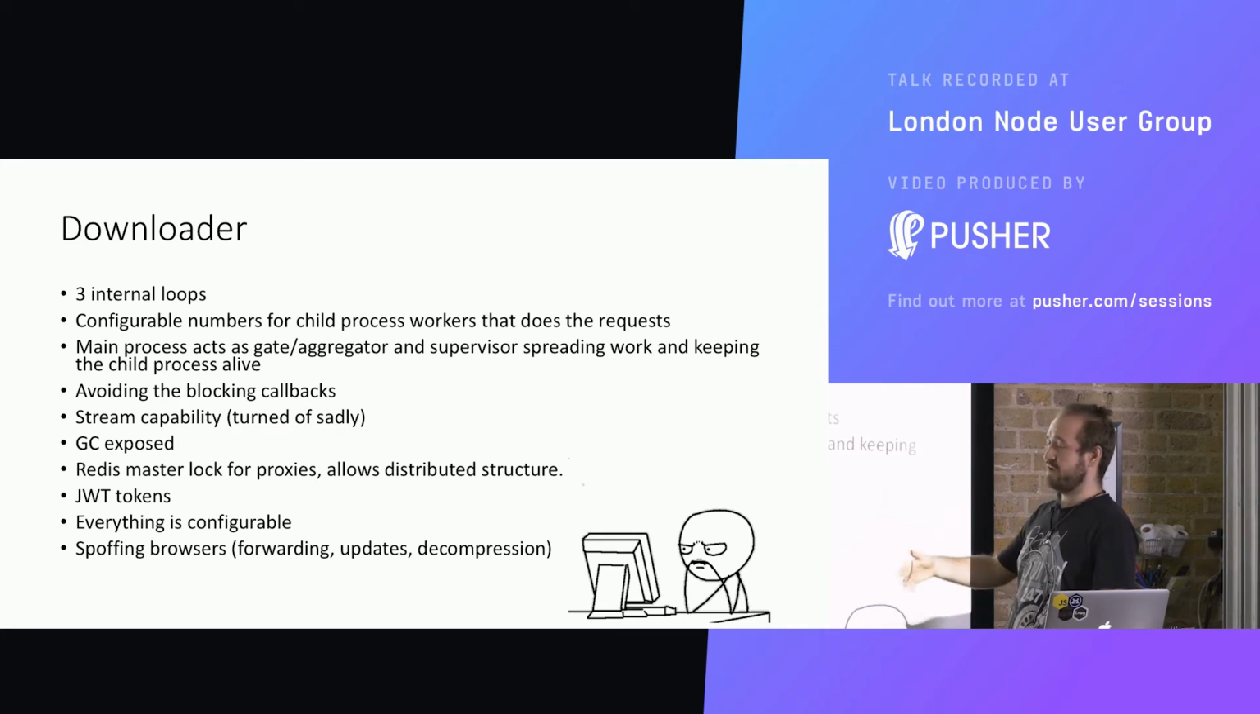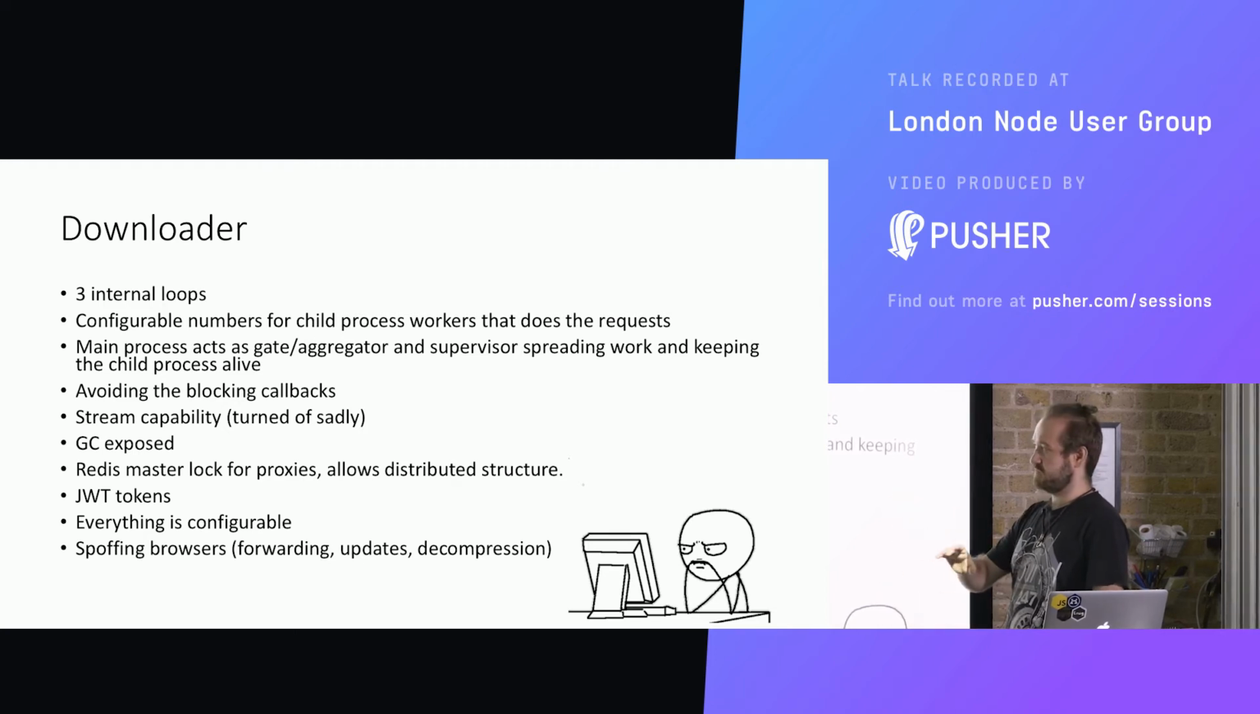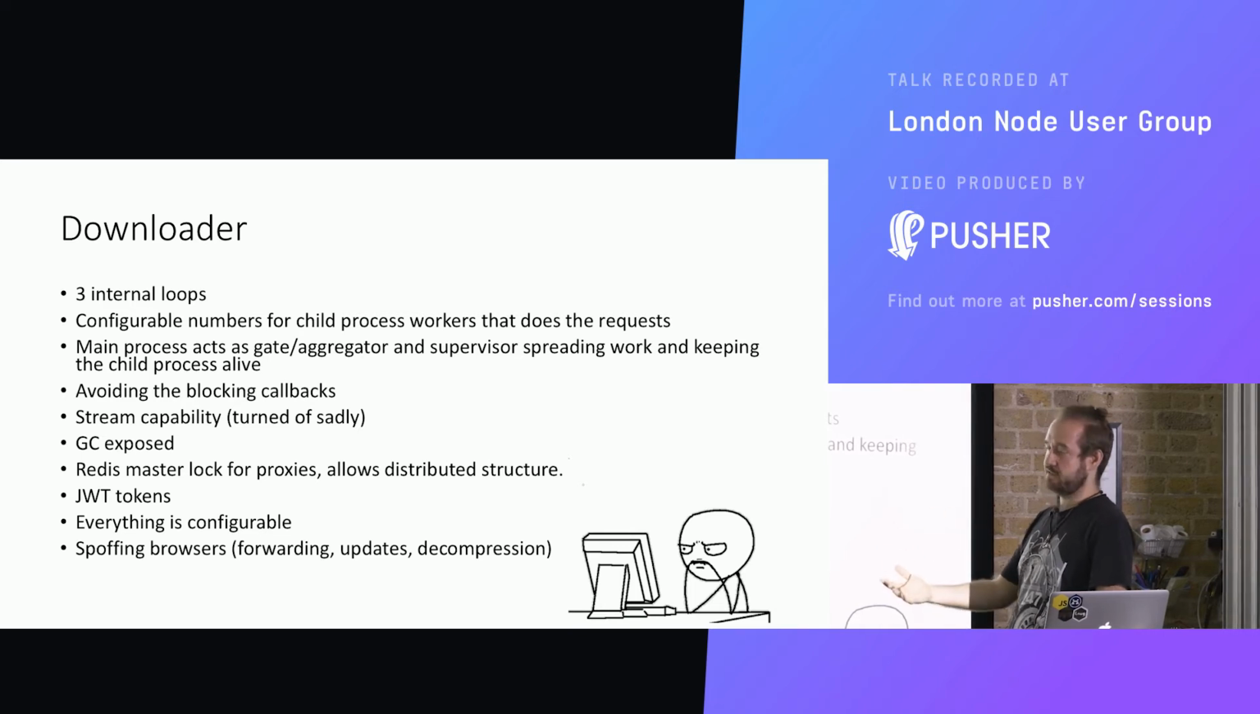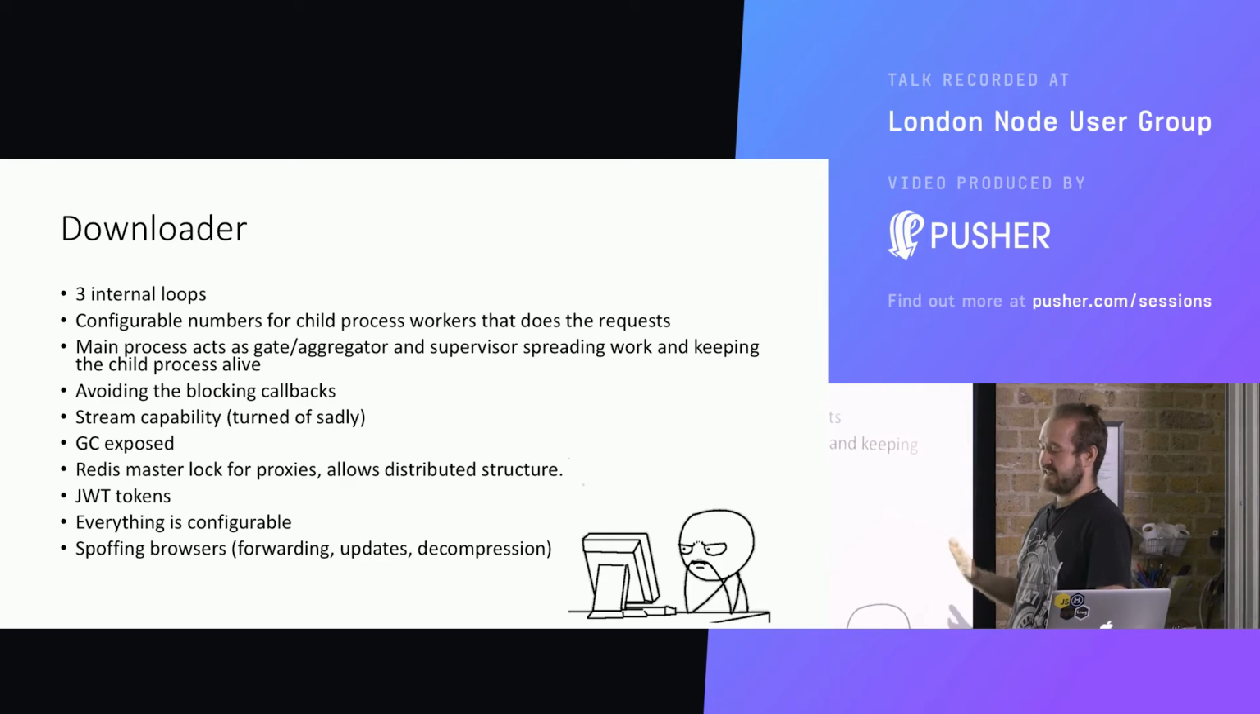And whenever we have already the job, we would send this to a worker in Node. So the main process spawns a configurable number of workers that actually do requests and aggregations. This acts as a gate and as an aggregator. Try to avoid blocking callbacks, because this needs to be fast.